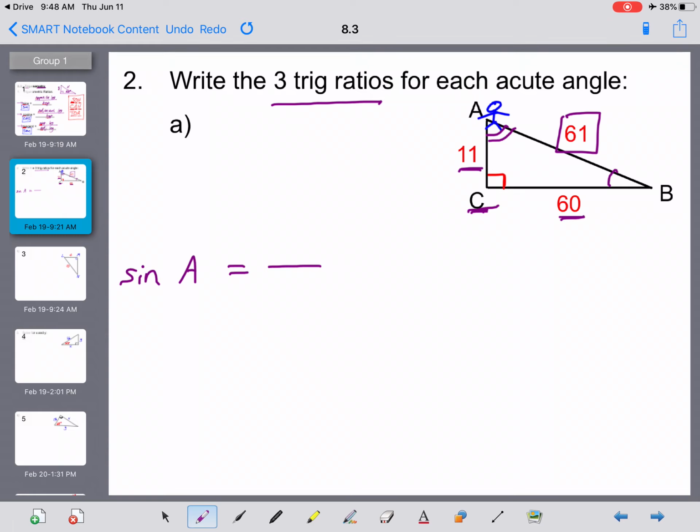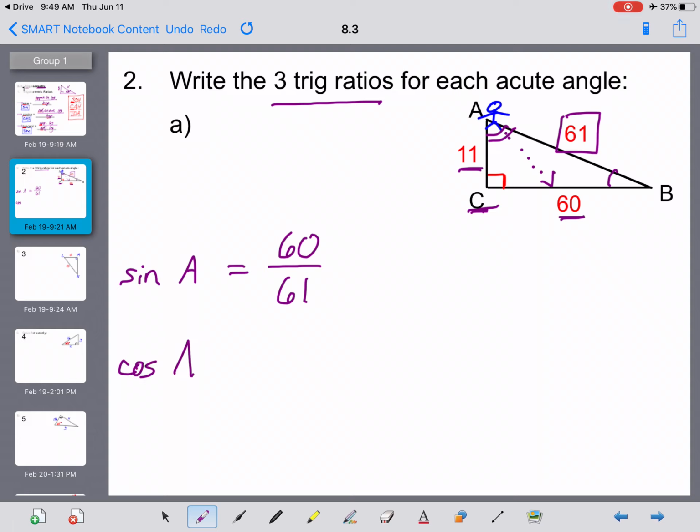Well, from your perspective, standing at angle A, the opposite leg is the one that's across from you over here, and that's going to be 60 for the opposite leg. And the hypotenuse, regardless of where you're standing, is going to be 61. Everybody, that's the answer to the first question right here. When they say to write it as a ratio here, they're just looking for a fraction. And the sine of angle A is 60 over 61. That actually means that the length of your opposite leg and the length of your hypotenuse are very, very close to one another.